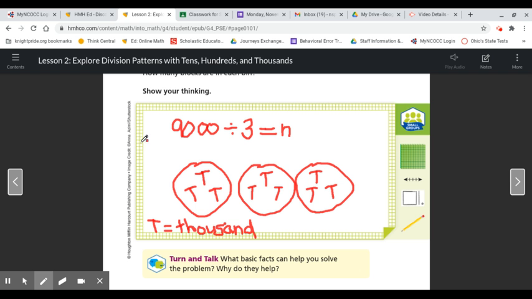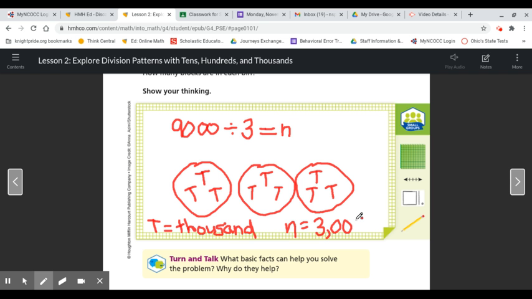Okay, so now we have a model that we've made to represent 9,000 divided by 3. If I know that this capital T stands for 1,000, and I can look and see how many of those T's are in each of my 3 groups, that will tell me what 9,000 divided by 3 would be. Well, if this is 1,000, I have 1, 2, 3,000 in each of these 3 groups. So that tells me that my unknown number n, up there at the top of 9,000 divided by 3, equals 3,000.